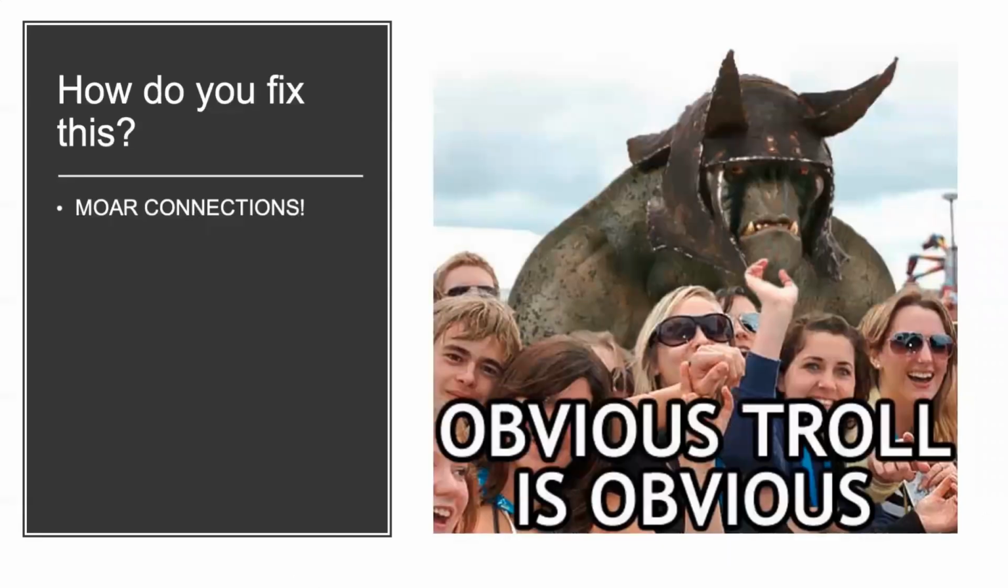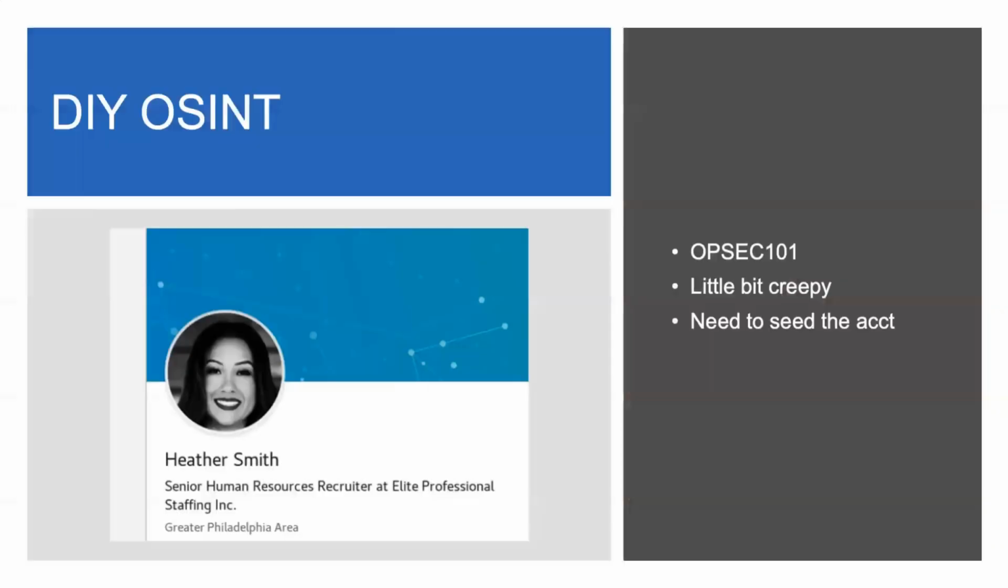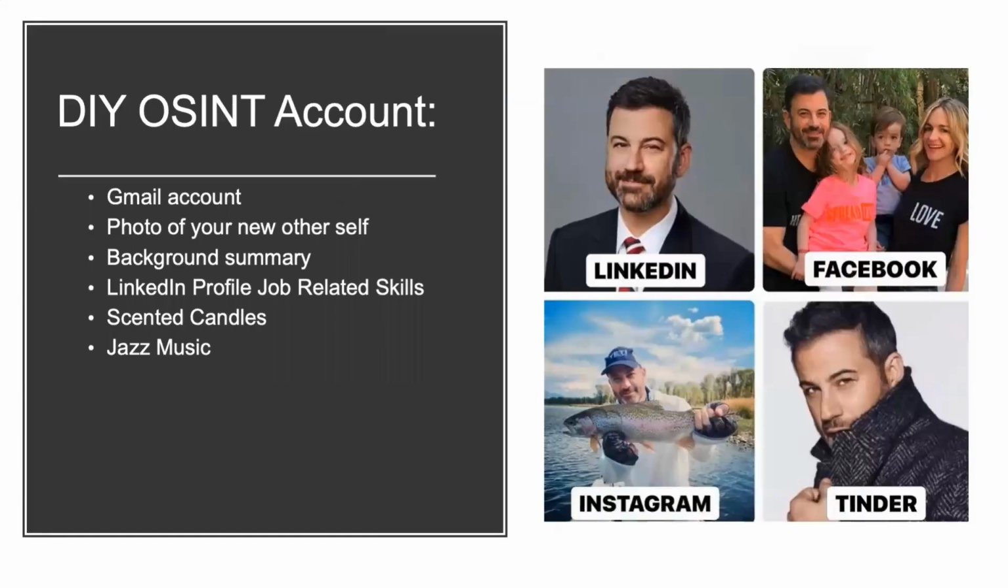The fix for that, obviously, is getting more connections, right? You're going to need to have a bigger network, a more prolific network, to be able to find information on your targets. The best way to do this is to create a researcher account, also called a sock puppet account, and you just name a bunch of different names for the same thing. Basically, this is not you, but it is you, right?